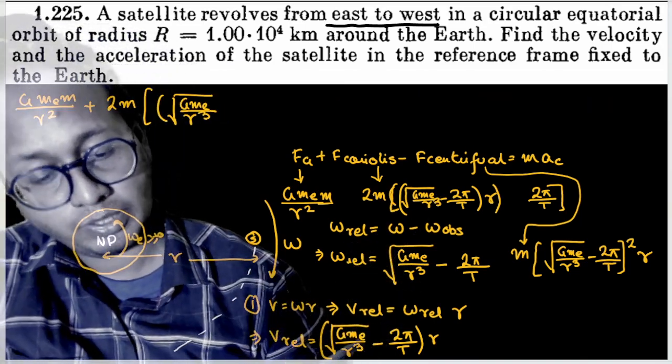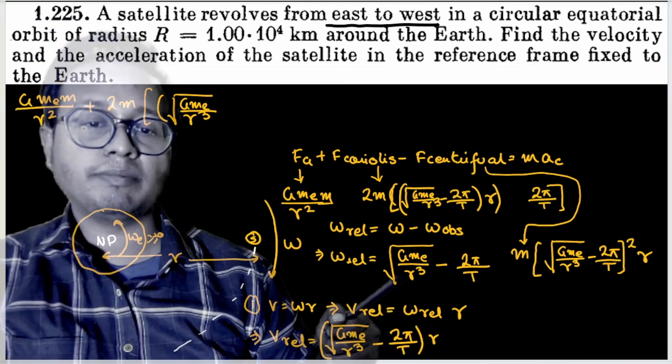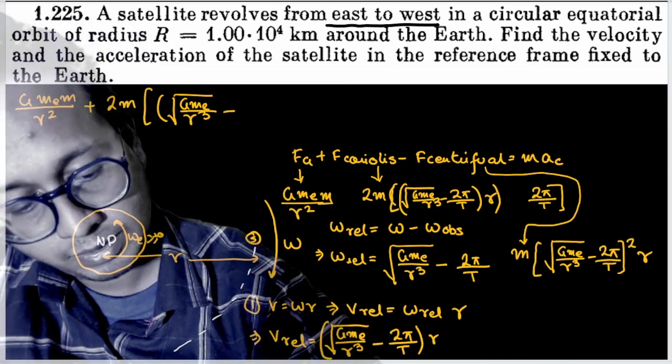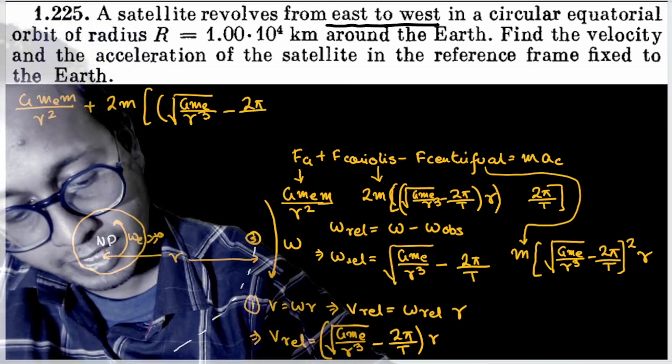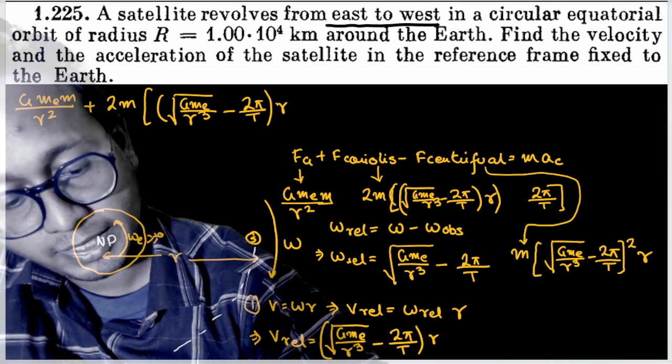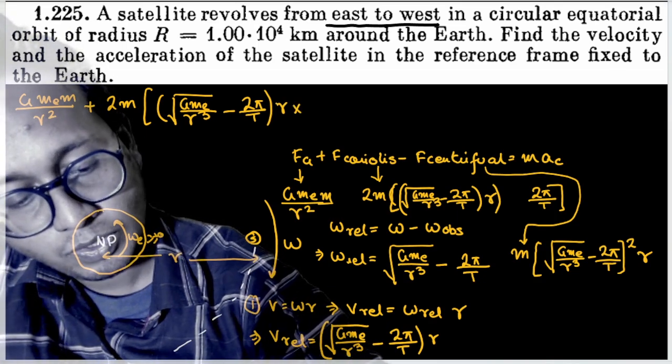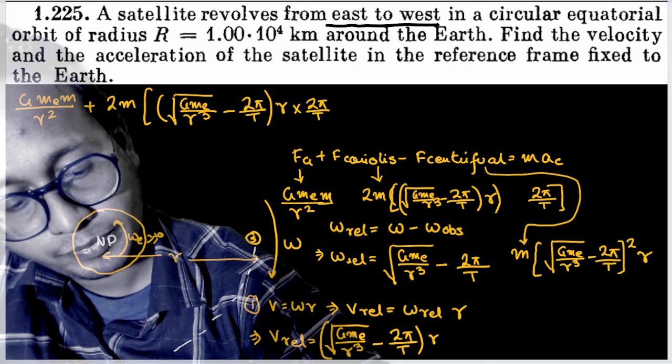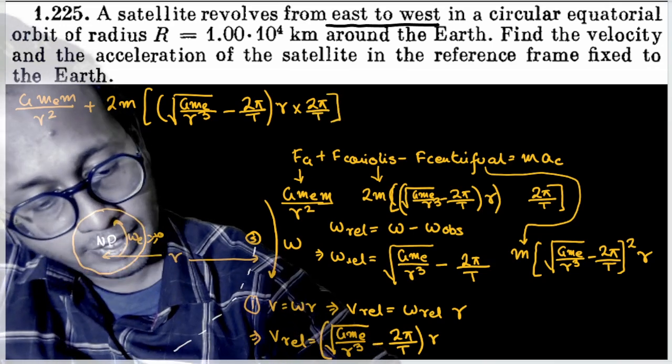Okay, so let's get back to my equation. G M_e by r cube minus 2 pi divided by T, into r. This is omega r. This is v relative cross omega. Omega is 2 pi by T. Okay, fair and fine.